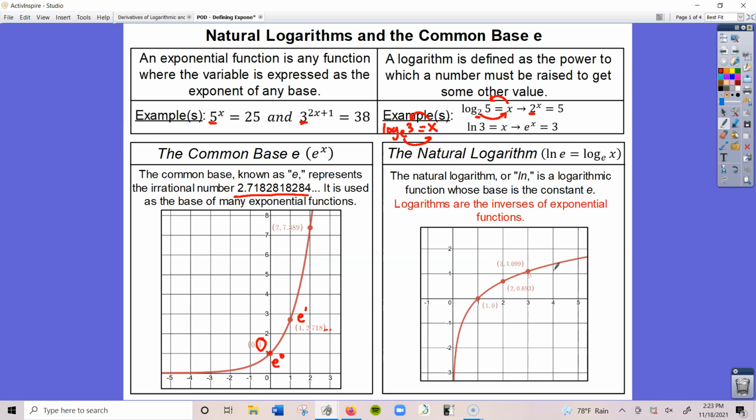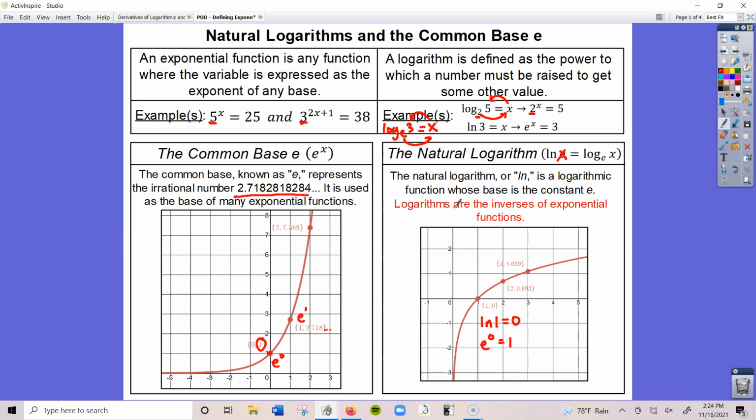And this is the graph of ln. Now, this should be an x. So the ln of x is equal to log base e of x. The ln of 1 is going to be 0. The reason the ln of 1 is equal to 0 is because our base e raised to the exponent of 0 is going to equal 1, because anything raised to an exponent of 0 is 1. So that's why we have that coordinate there of (1, 0).